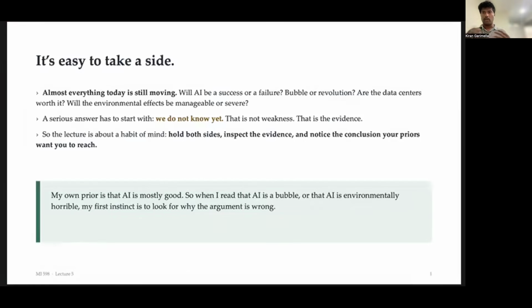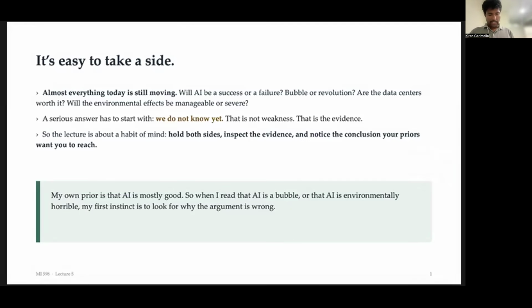Here again, I have my own prior and my own bias in this thinking: that AI is mostly good. There are going to be huge benefits that come from AI. So when I read headlines like "AI is a bubble" or "AI is environmentally horrible," my first instinct is to think of reasons why this argument might be wrong. That's confirmation bias. Your mind prefers not to have ways of thinking that challenge your current beliefs, and these beliefs might be formed for various reasons. I might be personally benefiting a lot from AI, so I don't want AI to fail, for instance. That's not a rational argument, like if AI fails, I'm going to lose something. So that's my thinking on this.